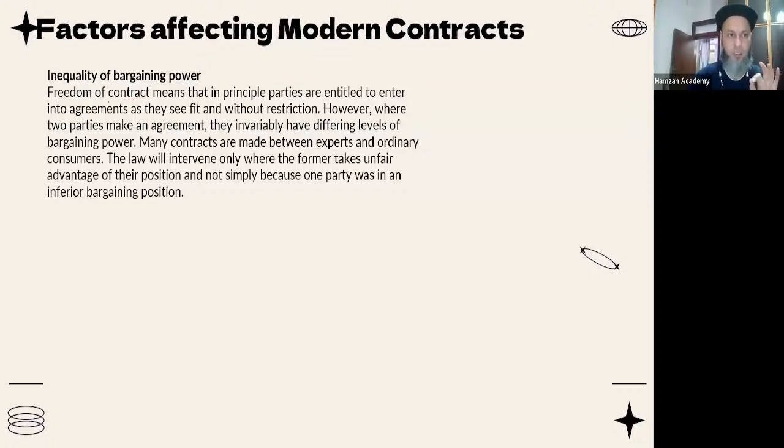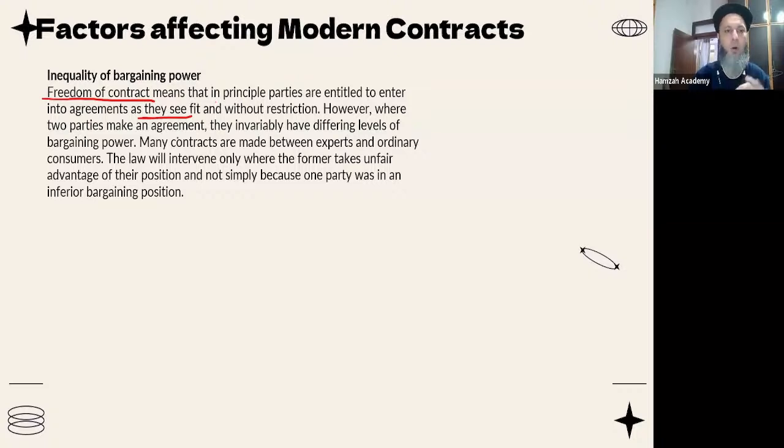Freedom of contract, number one, this is very important. Law allows two parties to enter into any form of contract as long as it is legal. That is the primary requirement. So obviously, a deal in some illegal items will not be a contract. So freedom of contract means, in principle, parties are entitled to enter into agreements as they see fit, whatever they deem suitable. For example, if I want to sell my car and another person wants to buy my car, no restriction on that. It is legal.